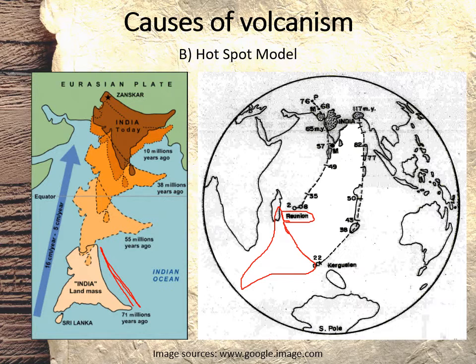So nowadays, both for the Deccan Trap eruption and the Rajmahal Trap eruption, this hotspot model is the most acceptable model which causes the effusive volcanic eruption found in the western and southern part of India and also for the Rajmahal Trap in the eastern part of India.